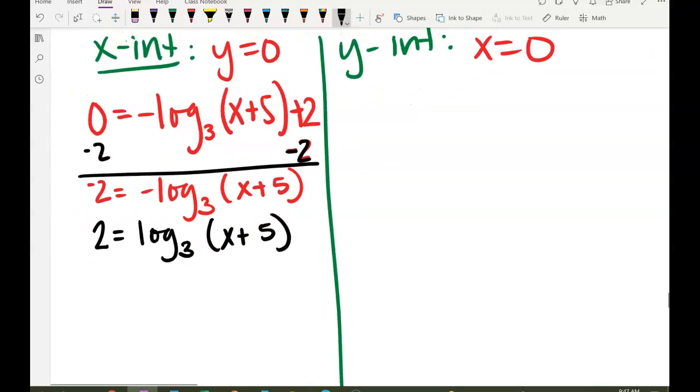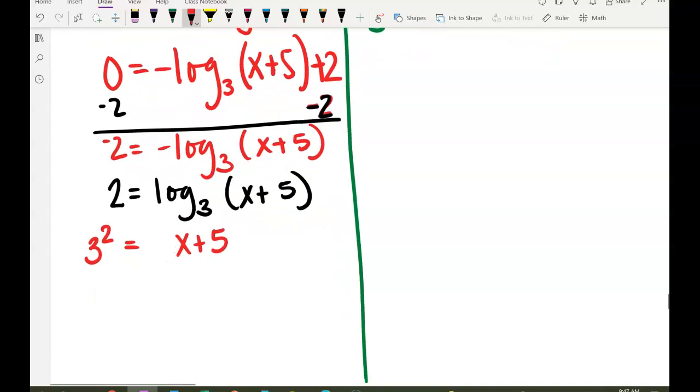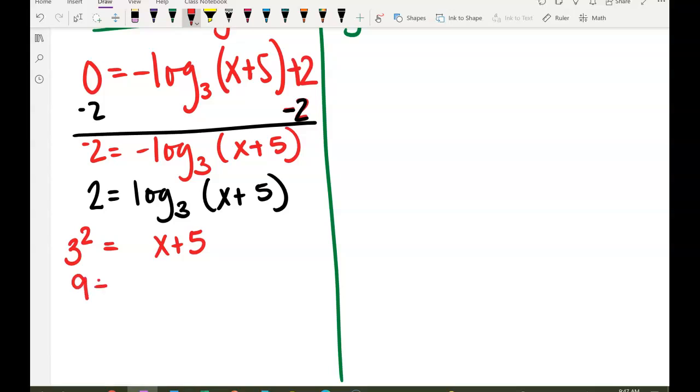Okay, we have 1 log, y'all. How do we undo a log? Exponential. 3 to the what? Second equals what? X plus 5. What's 3 squared, y'all? So 9, minus 5, because we had to subtract that over. What's 9 minus 5? 4. All right, write it as an ordered pair. 4 comma what? 0.